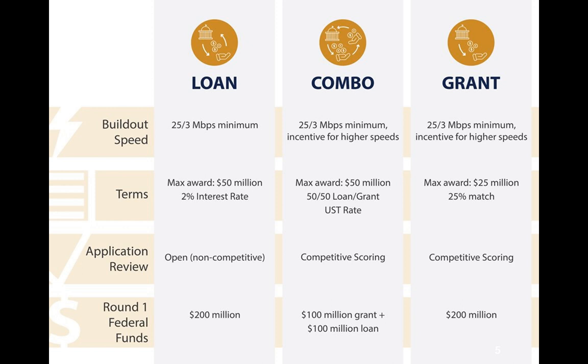The maximum award amount for this product will be $25 million, and applicants are required to provide a 25% match. That match can only be in cash. Across all 3 products, there is a minimum speed requirement of 25.3 megabits per second service, and the combination and 100% grant products will be incentivized to provide higher speeds via the scoring criteria.